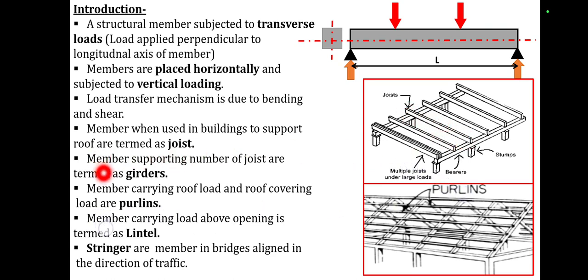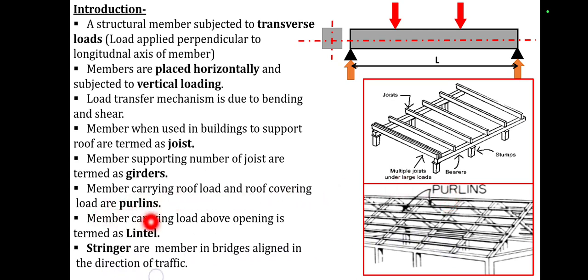Then the member supporting a number of joists is termed a girder. See here, these joists are supported by a beam, and that beam section is called a girder. Then the member carrying roof load and roof covering load is called a purlin. Here is the diagram of a purlin. Over this purlin, the roof covering is mounted.